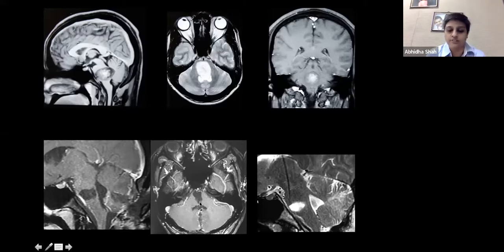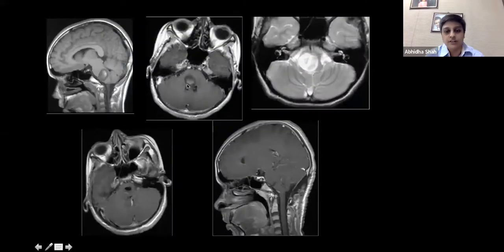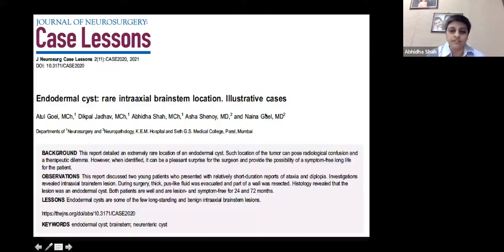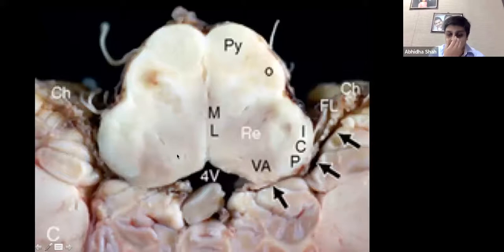changed the approach. And this is another patient, again with an approach coming in the dorsal aspect of the brainstem to the floor of the fourth ventricle. This was again another endodermal cyst, and this has been published by us recently.